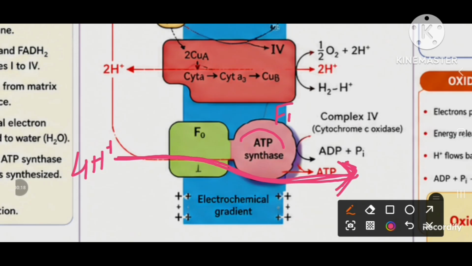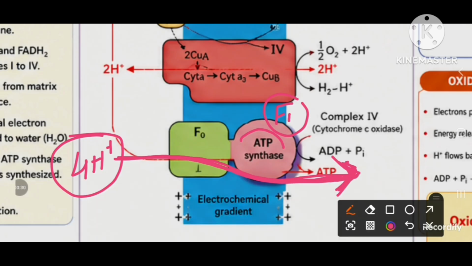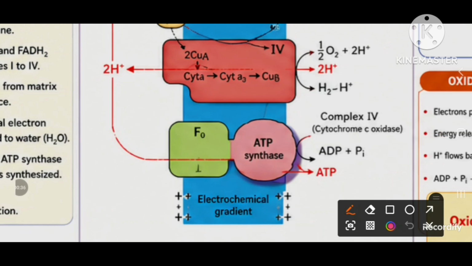So whenever H plus ions pass through the F0 channel, then there is a conformational change that occurs in the F1 particle. So then it will create an ATP molecule from ADP. So assume that whenever hydrogen ions pass through the F0 particle, they pass from the intermembrane space to the matrix.